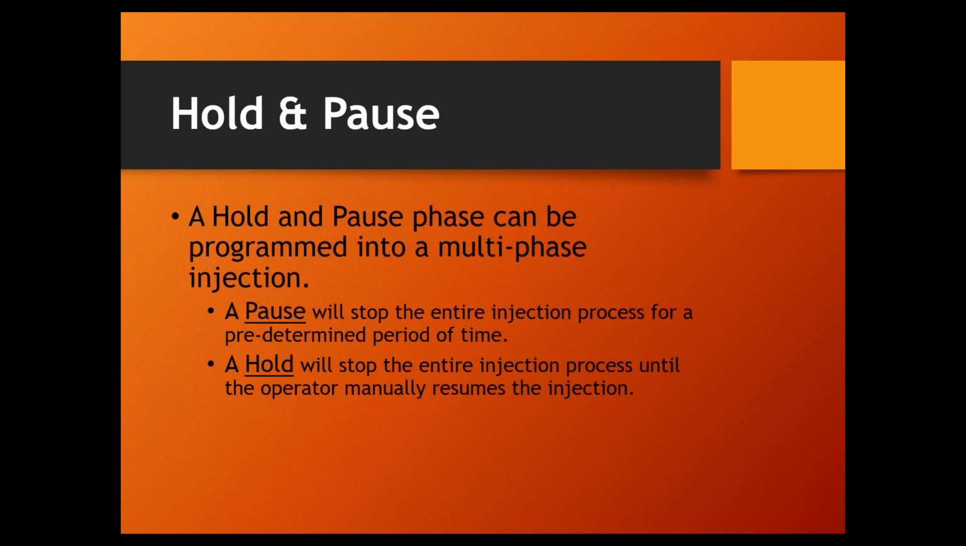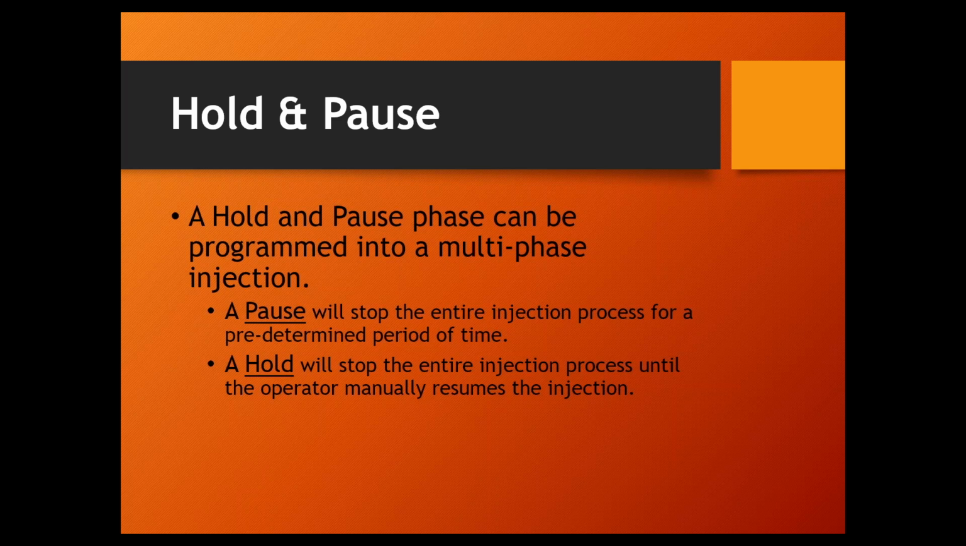All right, yeah, multi-phase. Now, hold and pause. These are 2 other options that we can put into when we're programming a shot, programming an injection. You can insert holds and pauses. So we have this 2-phase injection right here. Between the 2 phases, I can put a hold or a pause. They sound like the same thing, but there is a difference between a hold and a pause. A hold is a permanent stoppage of the injection.